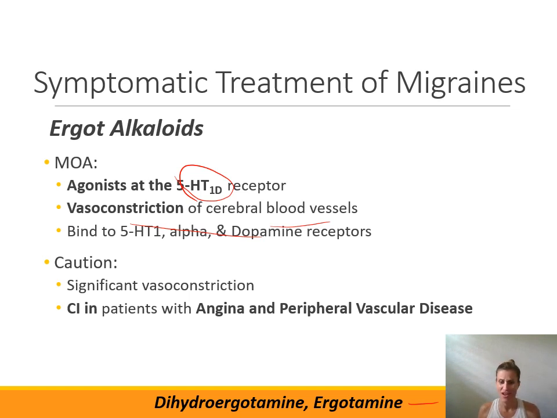That also means there's a lot going on with adverse drug effects. And because of that, they're not typical first-line agents. Caution, because they can cause significant vasoconstriction beyond the vasoconstriction that occurs with the triptans. Because of this significant peripheral vasoconstriction that can occur, they are contraindicated in patients with angina and peripheral vascular disease.